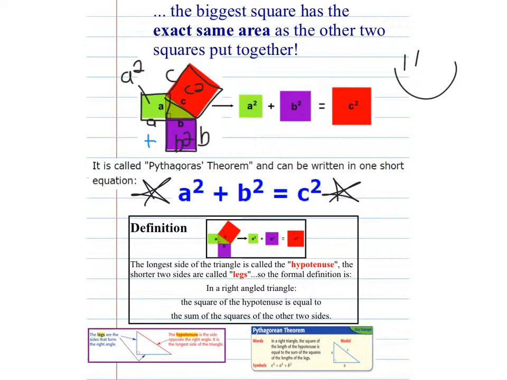Okay, the formal definition of the Pythagorean theorem: the longest side of the triangle is called the hypotenuse. So the hypotenuse is going to be labeled C. The two shorter sides are called legs, A and B. So the formal definition is, in a right angled triangle, the square of the hypotenuse is equal to the sum of the squares of the other two sides. Basically, a squared plus b squared equals c squared.